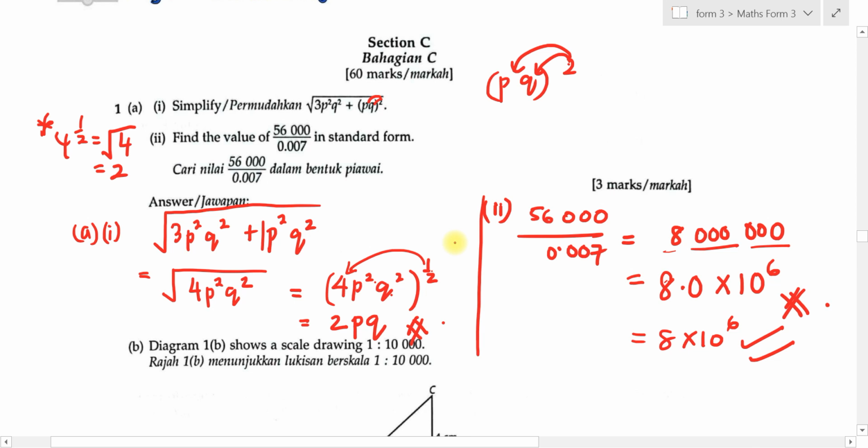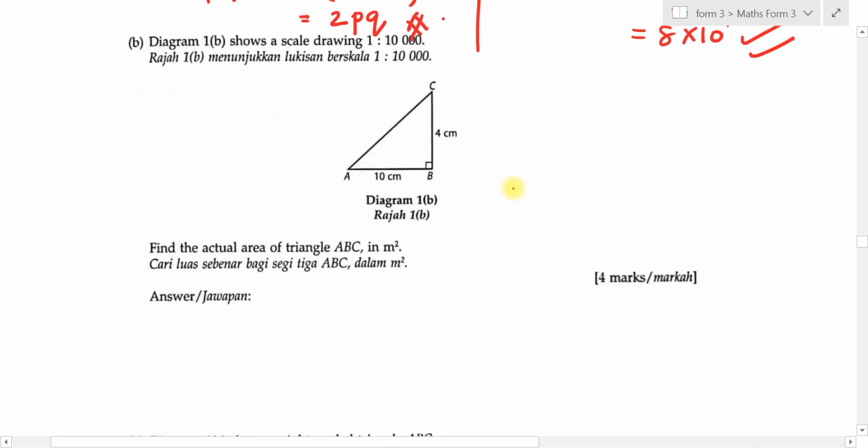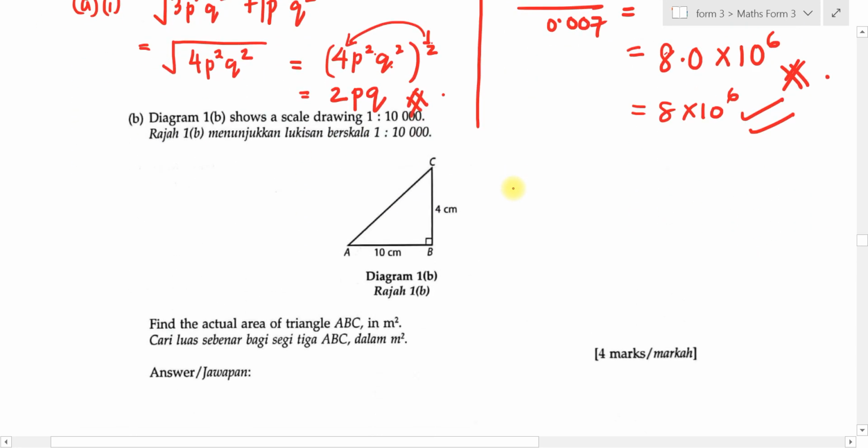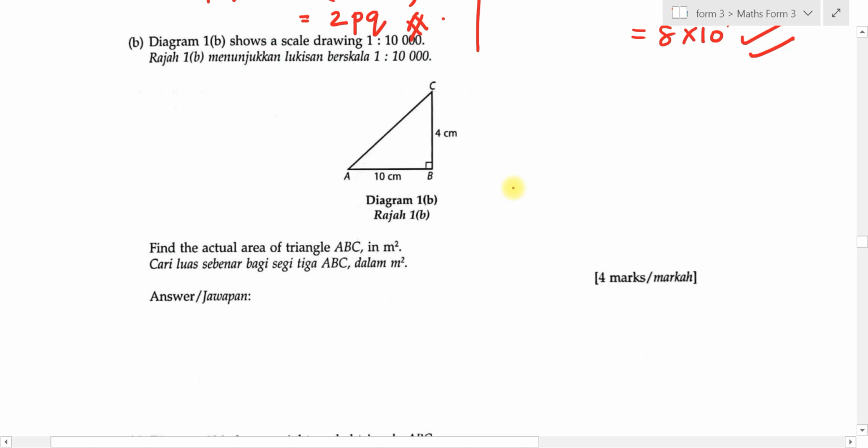Done? Yes, sir. Okay, thank you. Next question. Next question, they show a scale drawing, guys. Find the actual area. Okay.